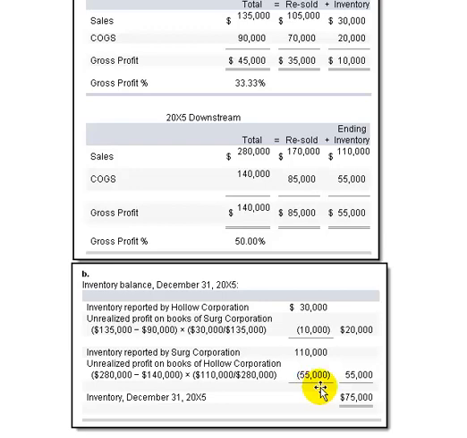Actually, that's the unrealized profit that we have to subtract from what they've already reported. Right? Hollow reported 30,000 total inventory, but 10,000 of it, some allocation of the total intercompany sale, is still on the books. And we do the same thing for Surge. So when we add up the two net balances, we're able to come up with the consolidated inventory balance that would be reported for 2005.